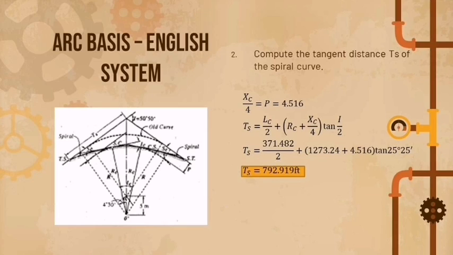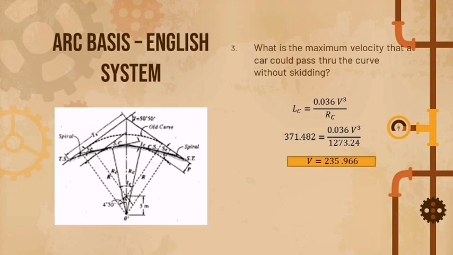Again, substitute the values. LC, the length of curve, is 371.482. The RC is 1,273.24, and for XC over 4, or the P, is equal to 4.516, and the tan of I over 2 will be 25 degrees 25 minutes. After computing, you will get the answer of TS is equal to 792.909 feet.